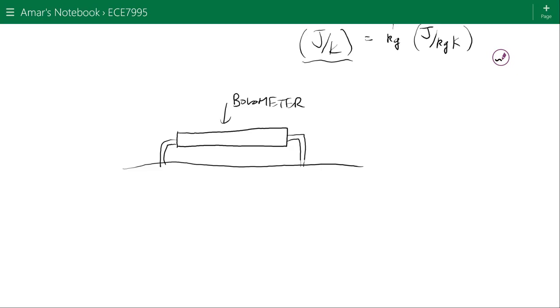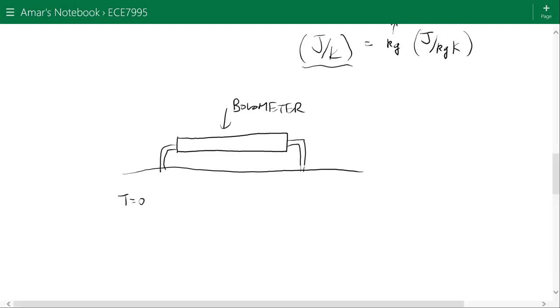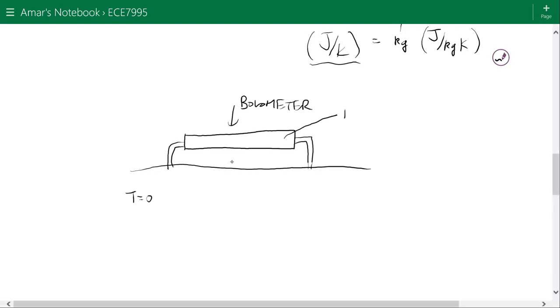We say, just like in electrical systems, we'd say this is ground, we can say that this is thermal ground. So this is T equals 0. We can call this T1. That's the temperature that we're interested in. The question we're trying to answer is how fast does this bolometer heat up and cool down? We want a camera with a fast frame rate.